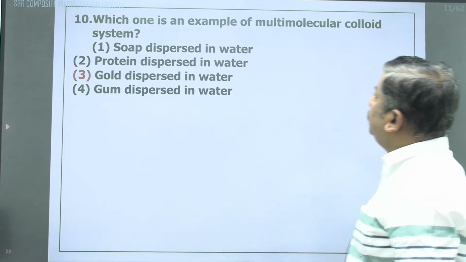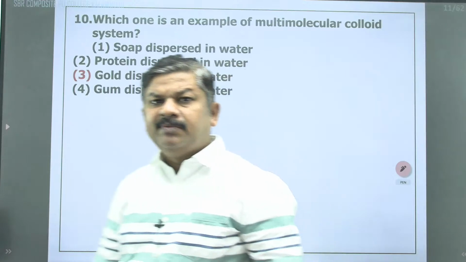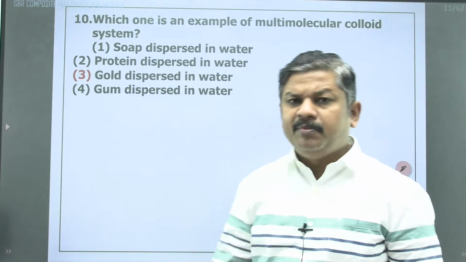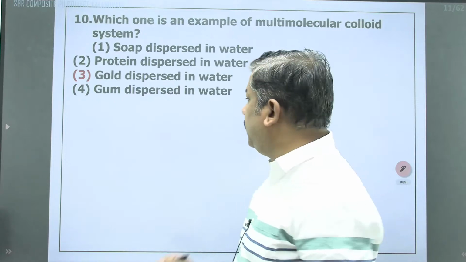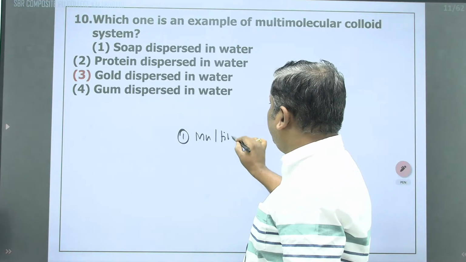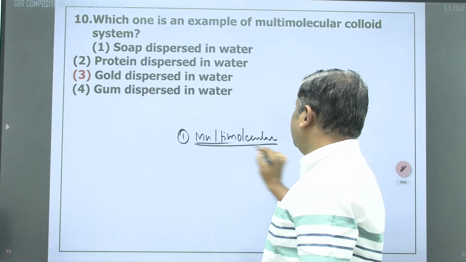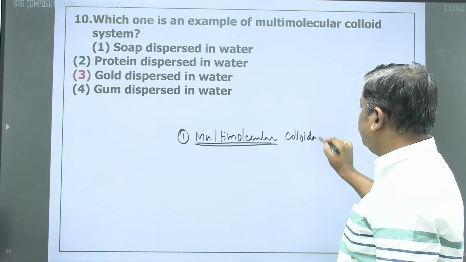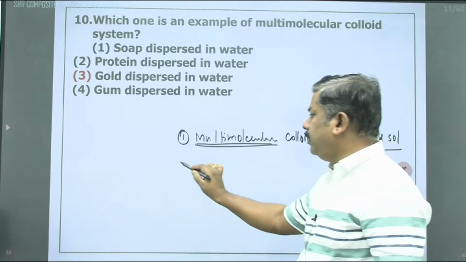Question number 10, which one is an example of a multi-molecular colloid system? Depending upon the size of the particle, colloids are basically classified into 3 different types. One is called multi-molecular colloid, next is macromolecular colloids, and third is associated colloids. In multi-molecular colloids, the particles of the substance aggregate together. Smaller size particles aggregate together, resulting in the formation of a solution in which particle size ranges within the colloidal range. So these are examples of multi-molecular colloids.